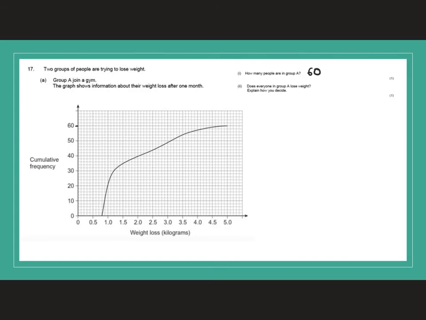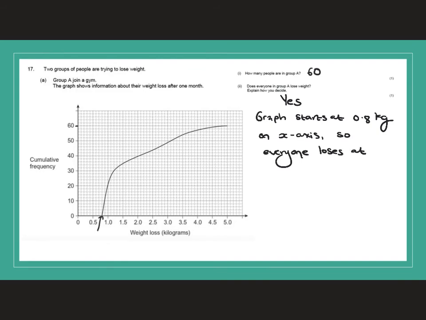Does everyone in Group A lose weight? And explain how you decide. Now, the answer to this is indeed yes. You can see, because everybody loses at least this value over here, because the graph doesn't start at the origin. So how do we know? The graph starts at 0.8 kilograms on the x-axis. So everyone loses at least 0.8 kilograms.